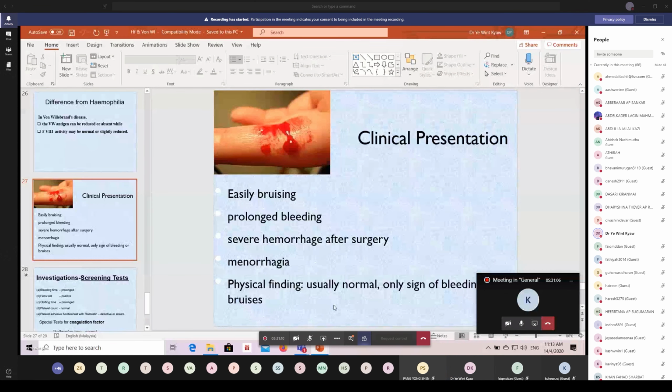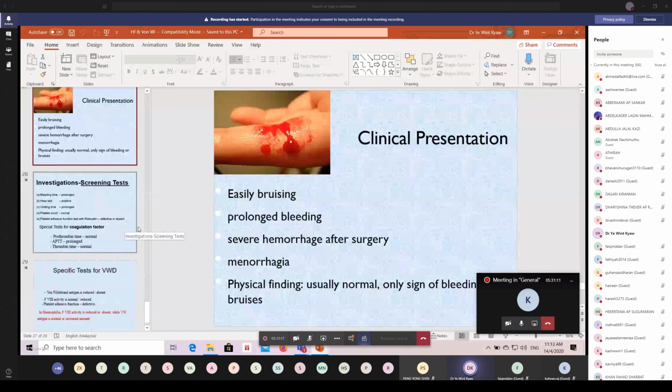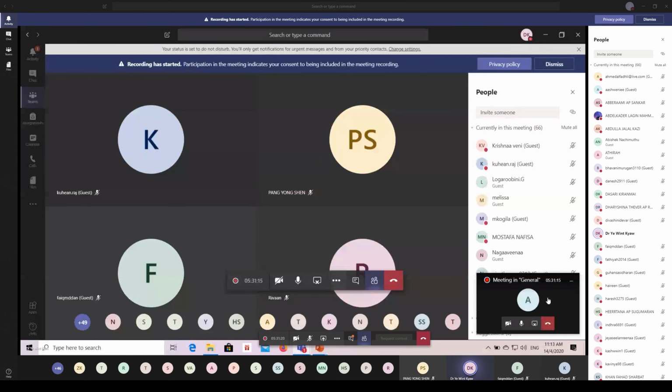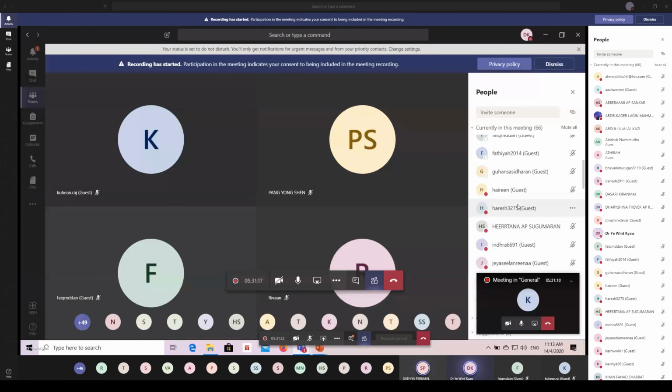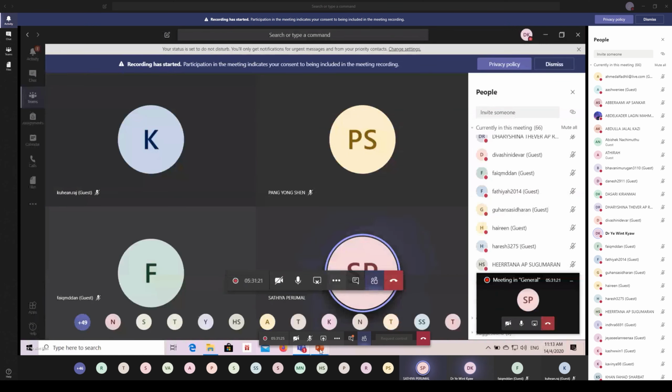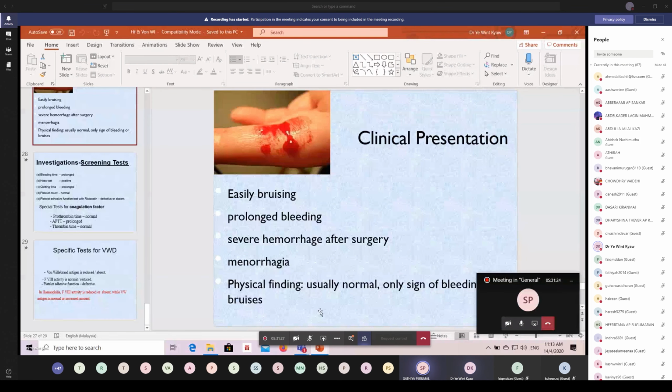Where is menorrhagia? The females should know. Where are the girls? Doctor, what is the question? What is menorrhagia? What is the meaning of menorrhagia? Abnormal bleeding during menstruation?